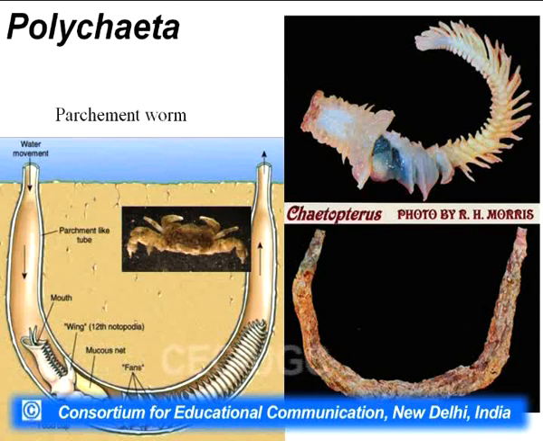There is another example of the Polychaeta, the parchment worms. The name parchment worm comes from the fact that their tubes are made up of a membranous material like parchment. In Chaetopterus, the parchment worm, the anterior and posterior ends project out of the tube and the rest of the activities take place inside the tube.